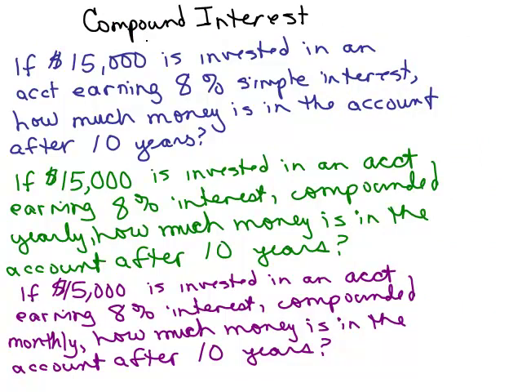Alright, this is the second video where we're going to compare what happens if you put a certain amount of money in an account for a certain number of years. And in this problem, in all of these problems, we're talking about investing $15,000 at 8% for 10 years. But first we're going to see how much money we would have in the account if we are only earning simple interest. Next we'll see what happens if we are having our interest compounded yearly. And thirdly, we'll see how much we have in the account after 10 years if our interest is compounded monthly, in other words 12 times a year.